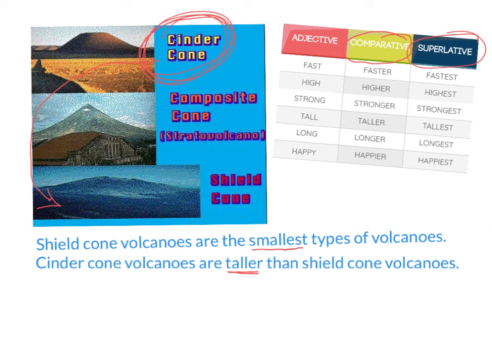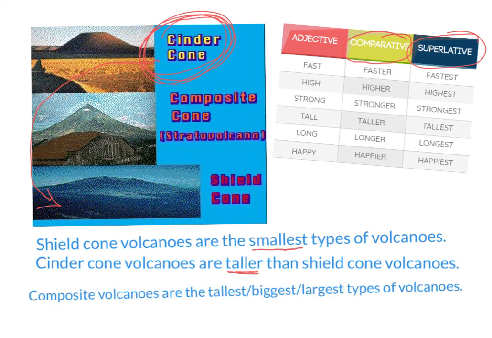Okay, can you write me a sentence now on a whiteboard if you have one, or a piece of scrap paper, that tells me that this type of volcano is the most tall or the most big? Press play when you're ready to hear the answer. Okay, and this is what you could have written, something along these lines. Composite volcanoes, which are these ones, are the tallest or biggest or largest types of volcanoes. Full stop. Well done if you got that correct.